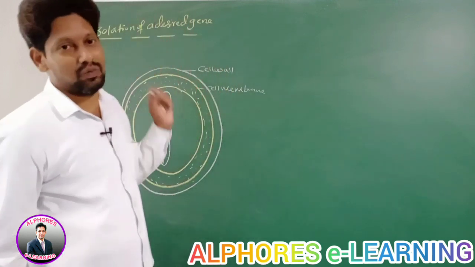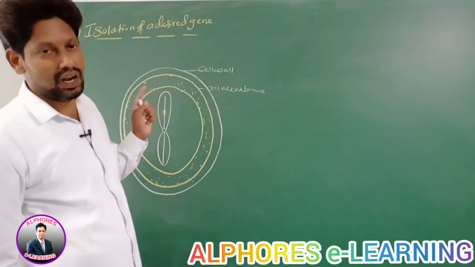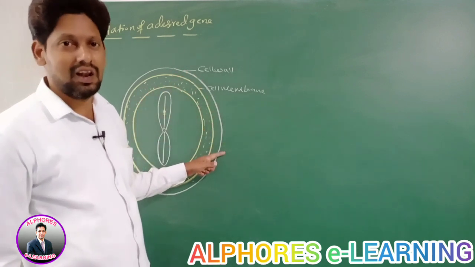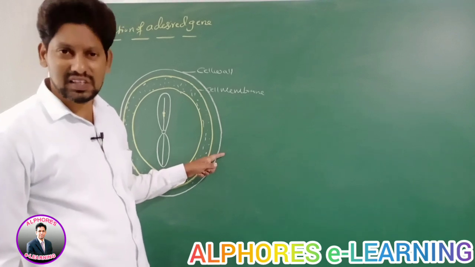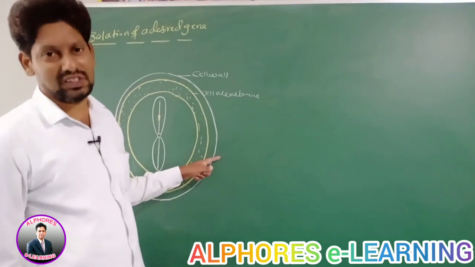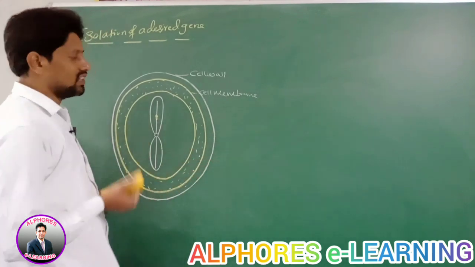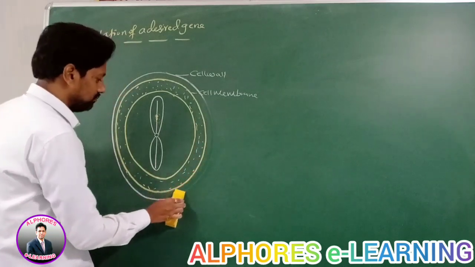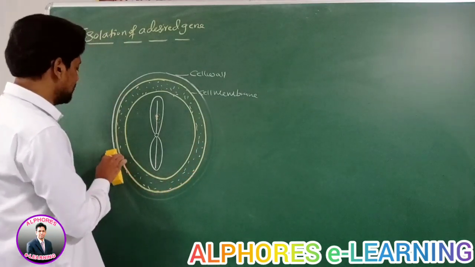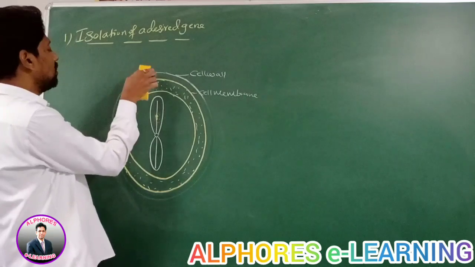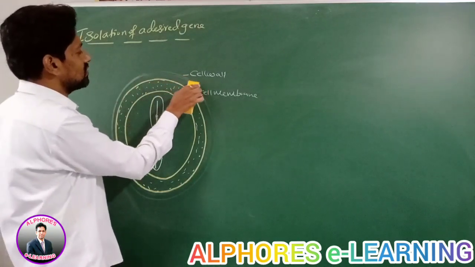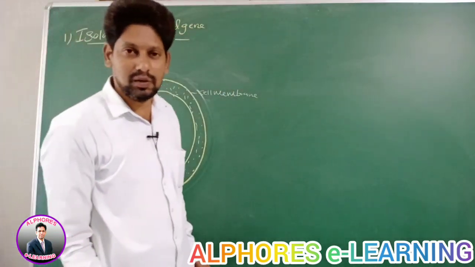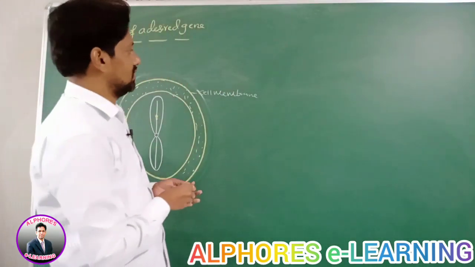How can we remove the cell wall, sir? By using cell wall digesting enzymes or cell wall hydrolyzing enzymes. These cell wall digesting enzymes or cell wall hydrolyzing enzymes digest the cell wall. What gets digested? The cell wall gets digested by using cell wall digesting enzymes or cell wall hydrolyzing enzymes. Is this statement okay? Right? Now listen here.